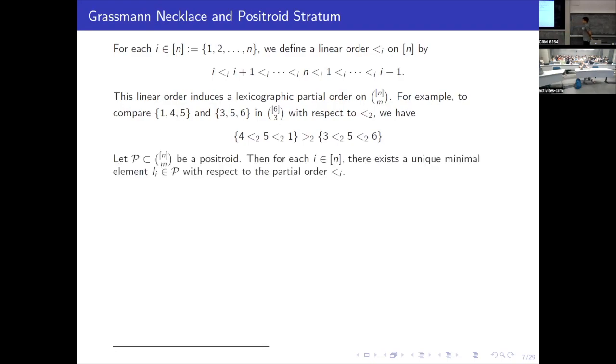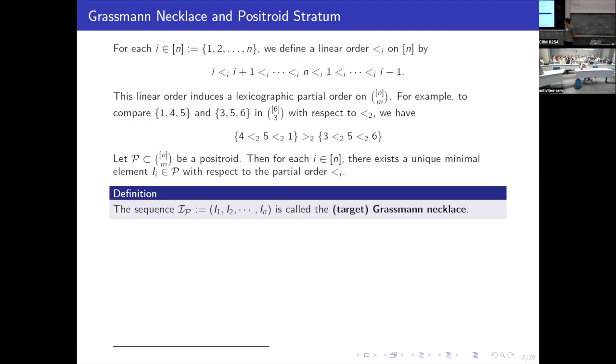So now if you take a positroid, then for each i, there's a unique minimum element I_i in the positroid with respect to this partial order. This has been proven by Postnikov in his early work. And this sequence of collections is called the Grassmann necklace. In other words, the positroid is uniquely determined by these n minimal elements with respect to each partial order.